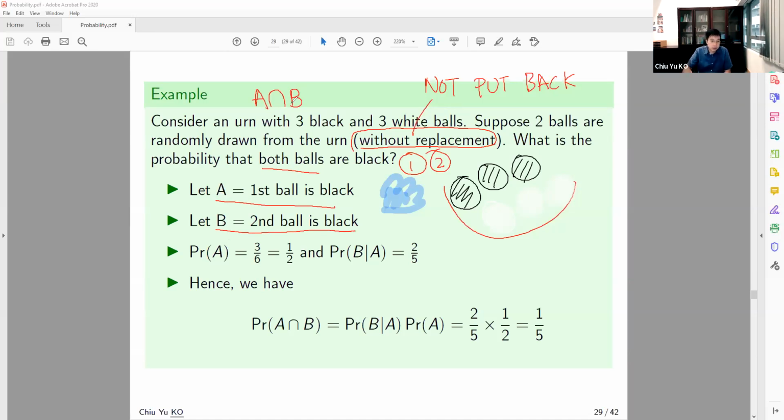Okay, so now what we have is the first draw. The first draw is 6 balls, you draw randomly, right? So what is the probability of the black ball? It will be 3/6, because there are 3 black balls and 3 white balls. So that's why it's 1/2.